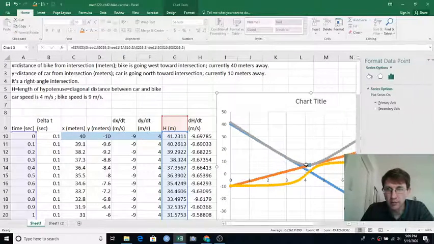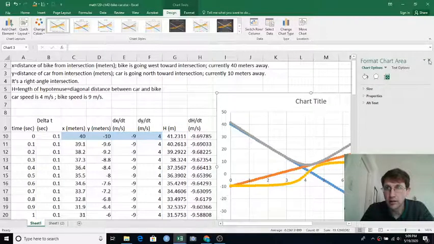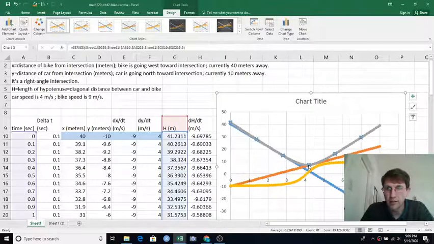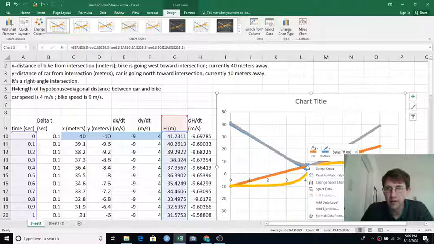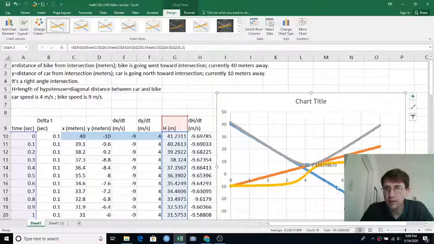Let's see if it'll tell us here. It looks like it's about 7. So yeah, a distance of about 7 meters. So it's not a super close pass, but maybe still not comfortable.